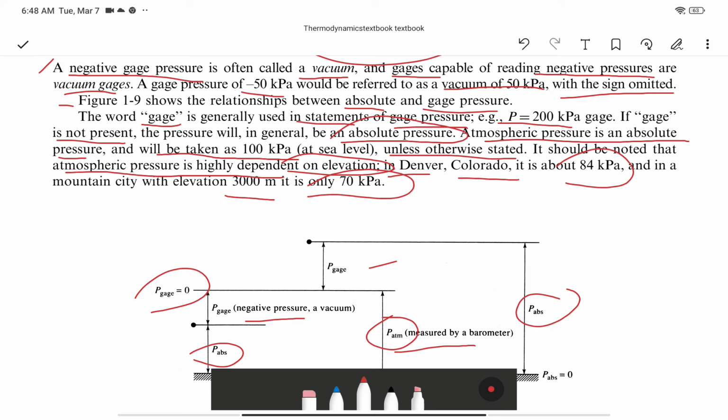So as you go up from sea level, suppose this is your sea level, as you go up, as the elevation goes up, your pressure goes down, right? That is the relationship. Okay, so that's all for now.